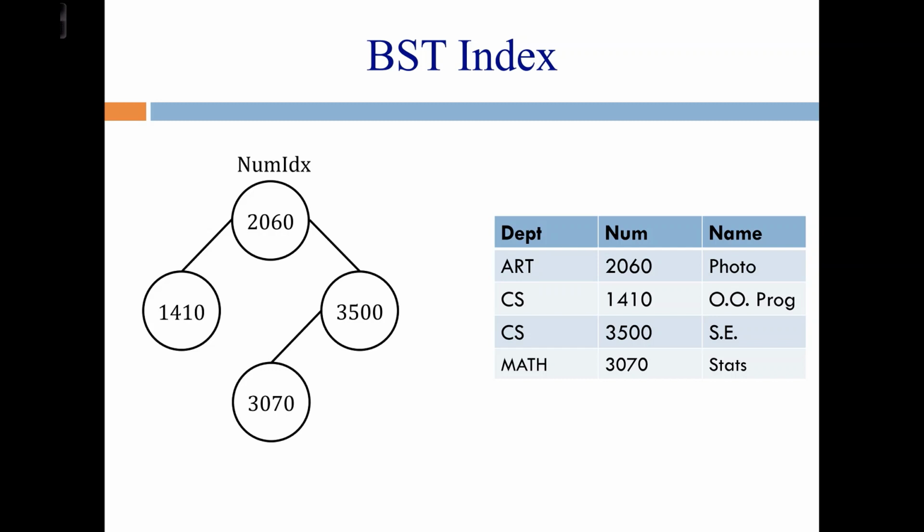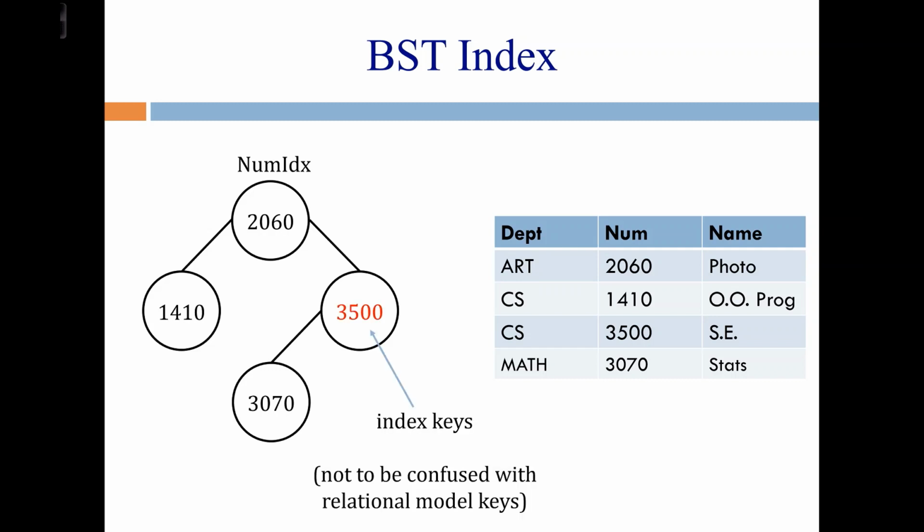We have the full table containing every column and every row, and then we have the tree containing just the values from the column or columns that we want to build an index on. And those values are what determine the shape or structure of the tree that lets us quickly search by that value. So this index was built on just the class number column, and so the values in those nodes are the values from that column. And those values are called index keys.